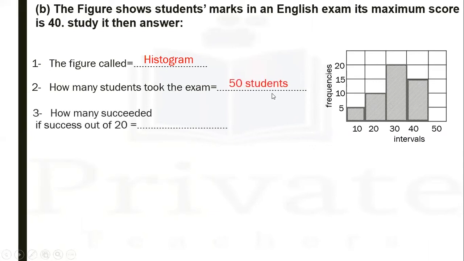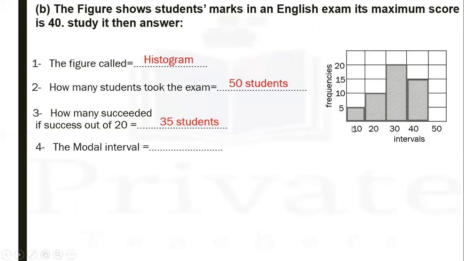How many succeeded? If success is out of 20, therefore we take the frequencies from 20 and above. So we take two frequencies, which are 20 and 15, which is 35 students. We take this one and this one because success is from 20, the 20 is here. Those students succeeded, those students failed.